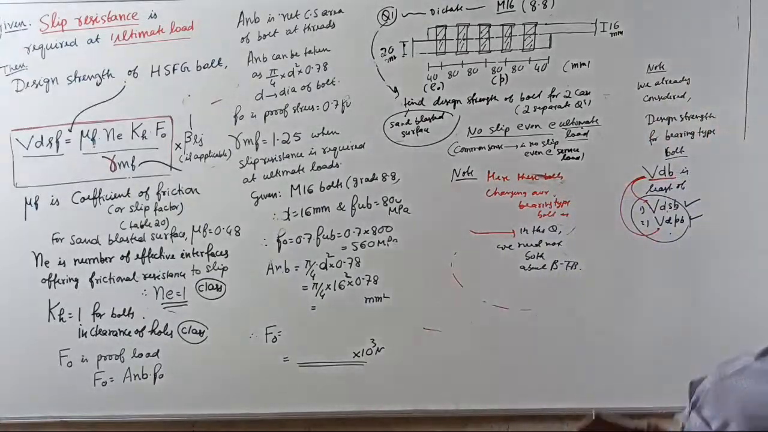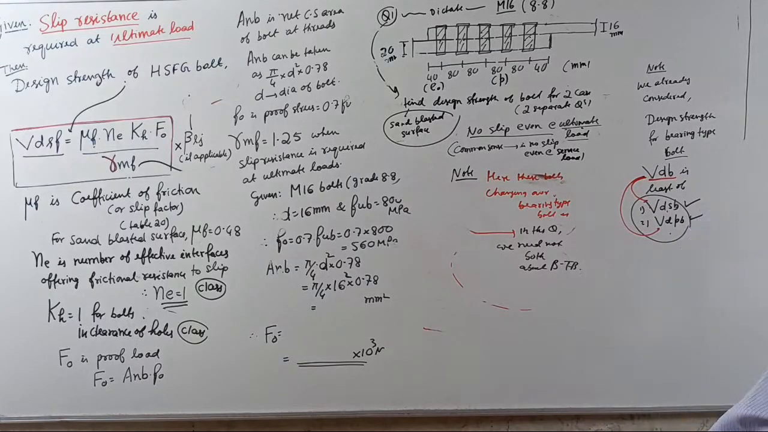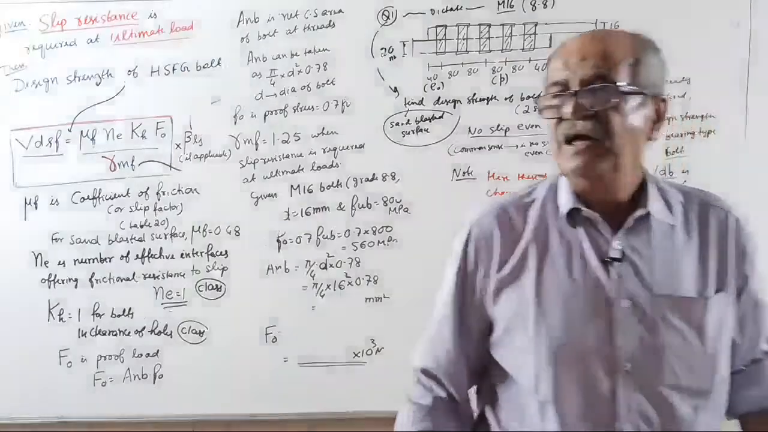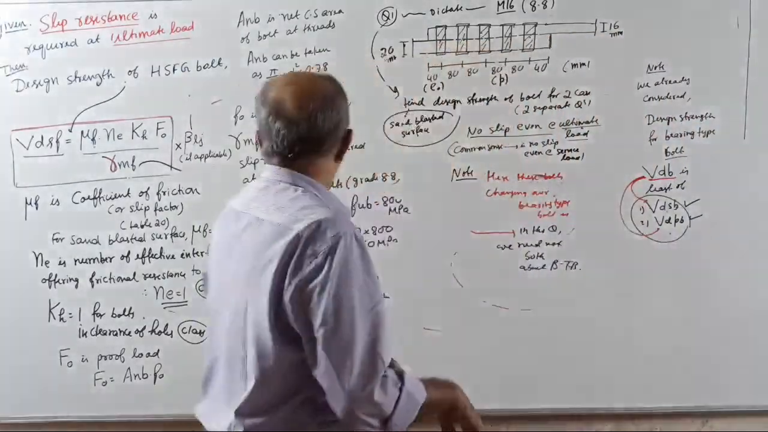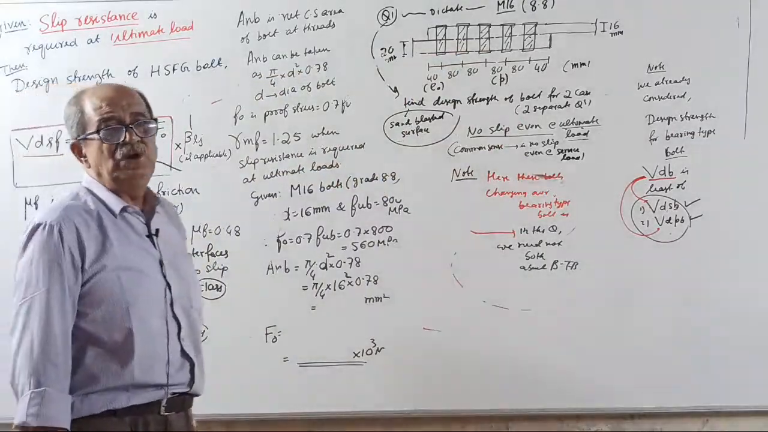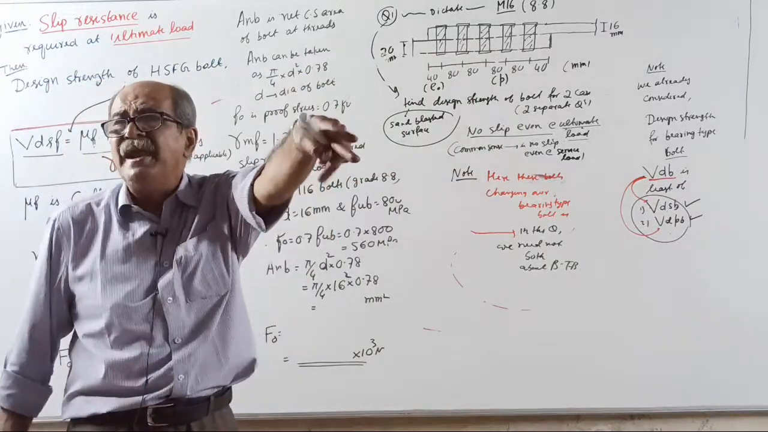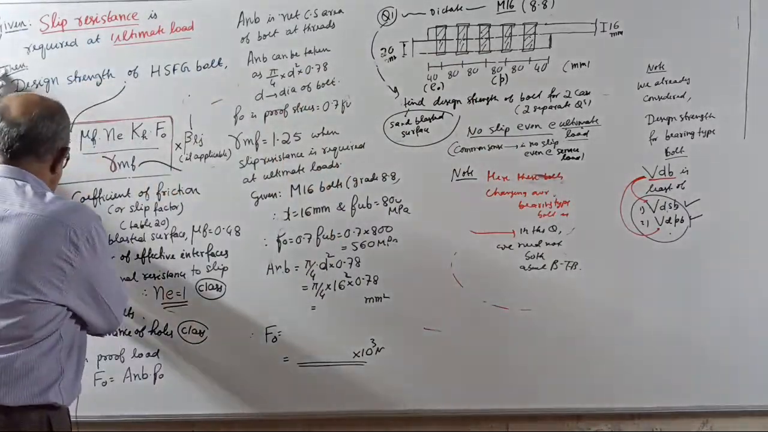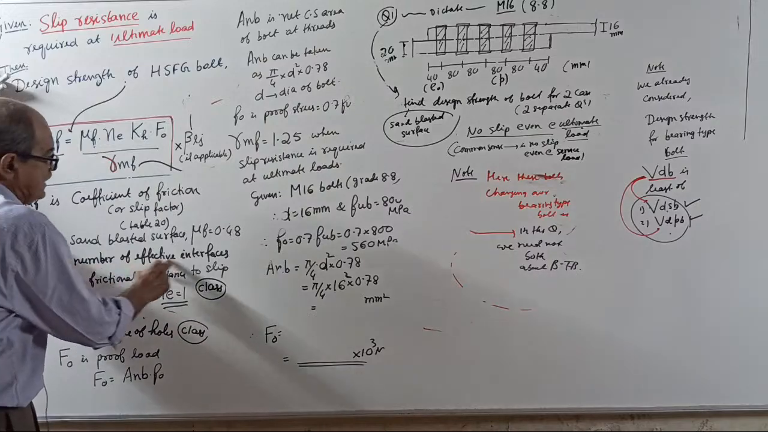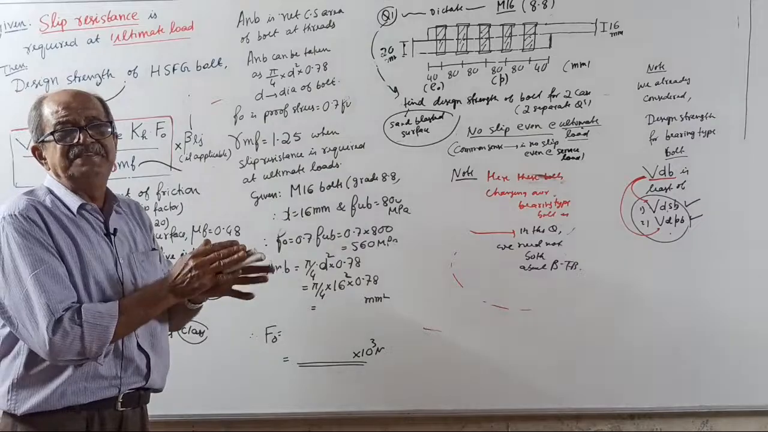See IS code, Table number 20. Next page. Sand blasted, last but one: 0.48. But in the procedure you write, mu f is to be taken from IS code Table 20, depending upon what type of roughness they give. So many are there. Then NE is the number of effective interfaces offering friction resistance.